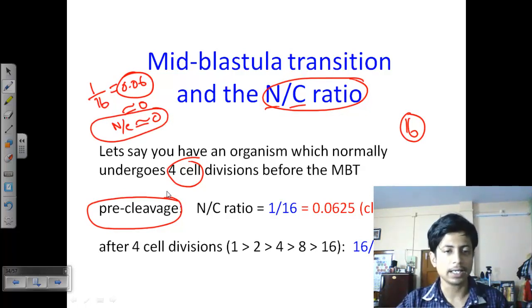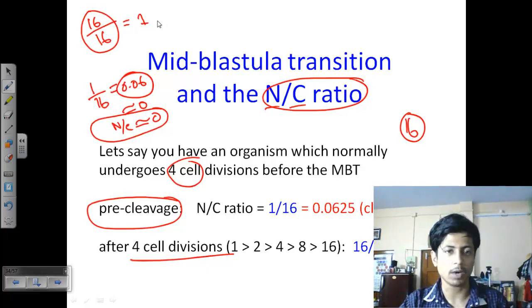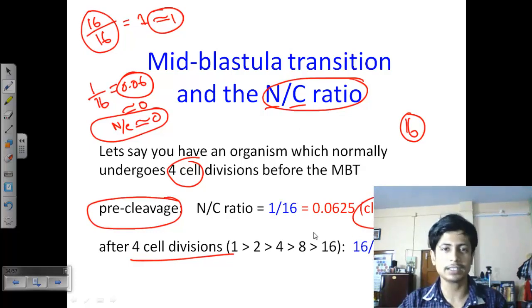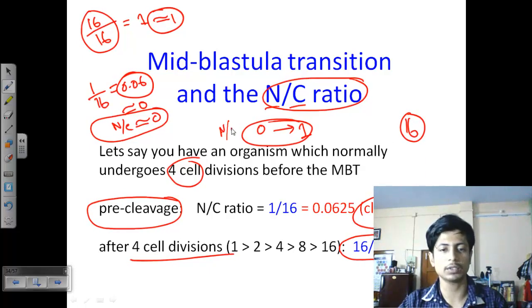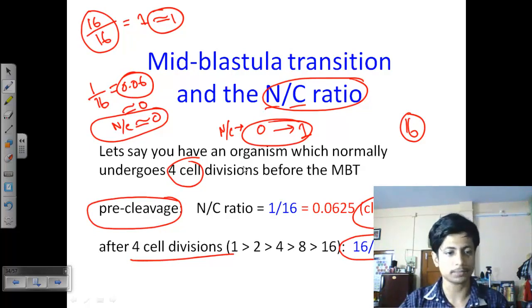But on the other hand, in the case of gastrulation, after 4 cell divisions, the number of nuclei becomes 16, as well as the number of cells generated also becomes 16. So the number comes to 1, close to 1. So this is the idea. The nucleus to cytoplasm ratio at the pre-cleavage condition was close to 0, but after the mid-blastula transition phase, it will become close to 1. So from 0 to close to 1. This is the ratio of nucleus to cytoplasm, which determines whether the mid-blastula transition will occur or not.